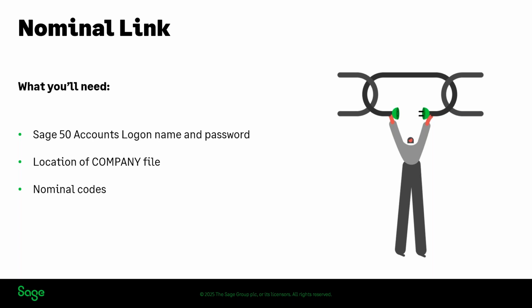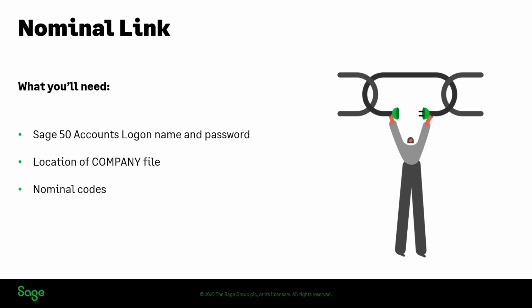And then finally, what you will need is a list of nominal codes. So which nominal code do you use for your net wages? What do you use for certain pay elements? What do you use for pensions? What do you use for NI, PAYE? But again, that will be covered in the demonstration in just a moment.